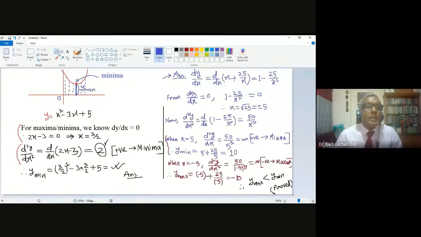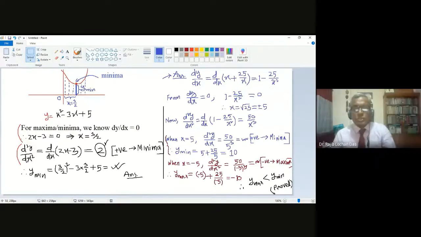Okay. And what is the x value for this? This is the x value for this. So in this example, we see the x value is actually 3 by 2. So when x is 3 by 2, then y will be minimum, and this is the graph and this is the situation. Is it okay? You understand the graph? Just to understand, that's all.